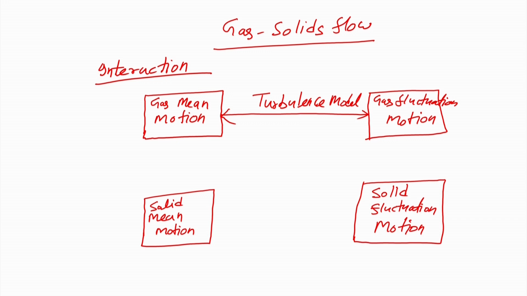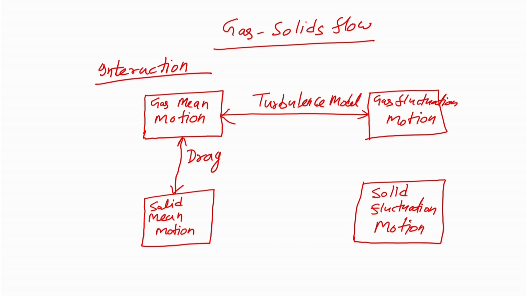Now, the gas mean motion and solid mean motion will also interact with each other, and that interaction is modeled by using drag. This is a term which we have used earlier also. Many times you have heard this term, that drag is acting. So, drag acts between the mean motion of the fluid and the solid, or the fluid and the object. It does not act between the fluctuating motions.